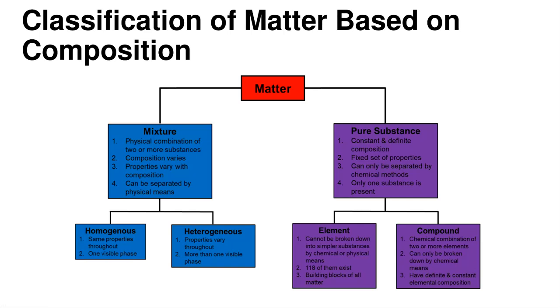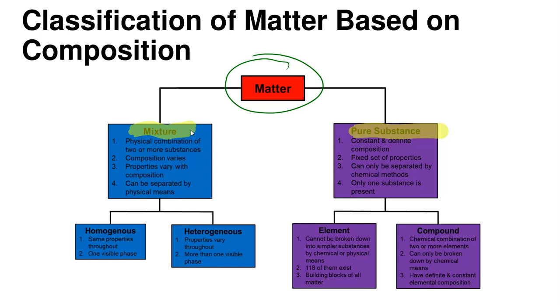So let's start with classification of matter. To make this brief, I made these graphics for the classification of matter. So matter is the big umbrella here. Matter is classified into two broad categories. The first category is matter as a pure substance or as a mixture. Now let's start with mixture.